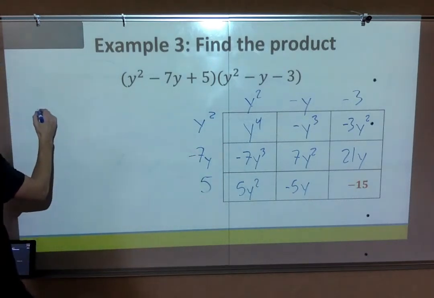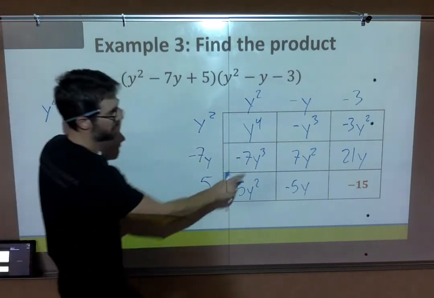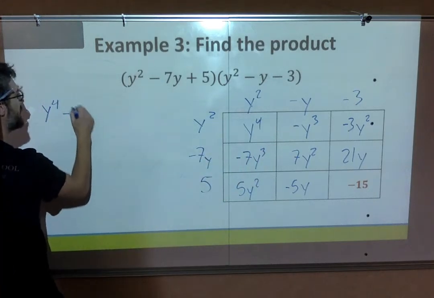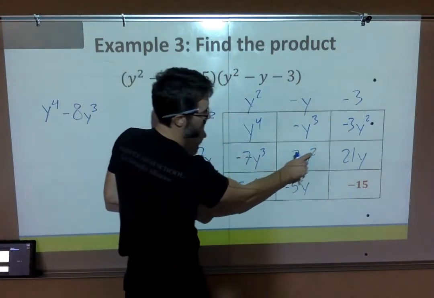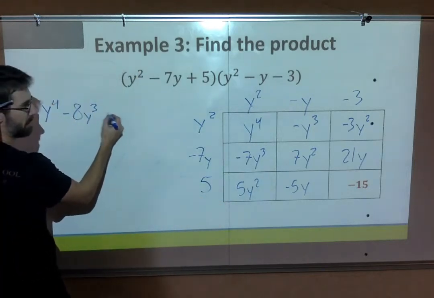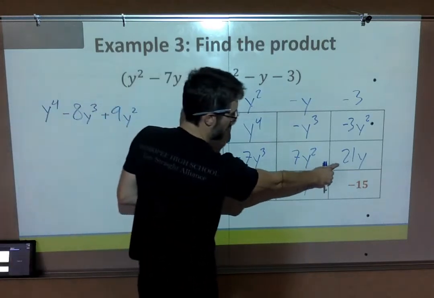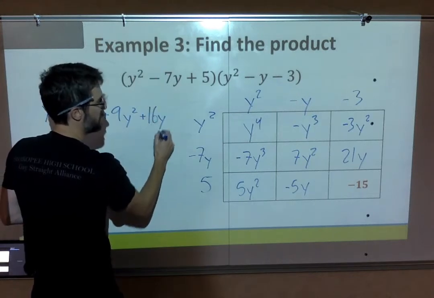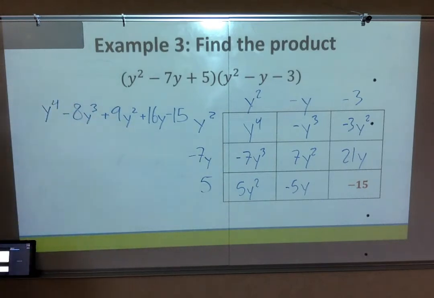Okay, so our first one is going to be y to the 4th. Then I've got a minus y cubed and a minus 7y cubed to make minus 8y cubed. Then across the middle, I've got negative 3 plus 7 plus 5 for the y squared, and that makes a plus 9y squared. 21y minus 5y is plus 16y, and then the last term was minus 15, like that.